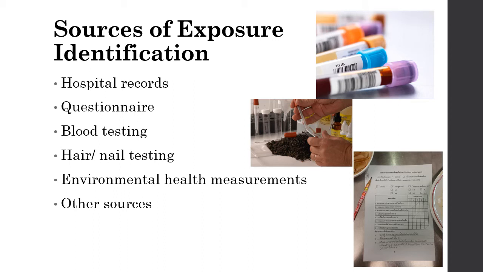Retrospectively, you're looking at it backward in time. For example, you go to health records, you look at people with cancer and without cancer, and then you go back in time and look at what physicians have recorded about the risk factors you are interested in. For example, family history of cancer, smoking, and so on.